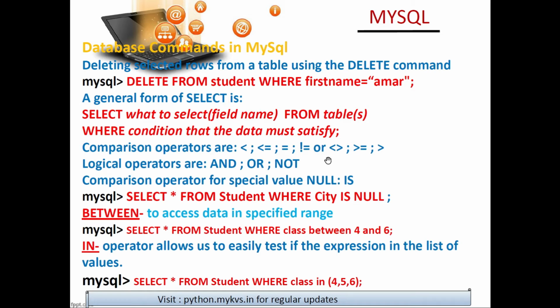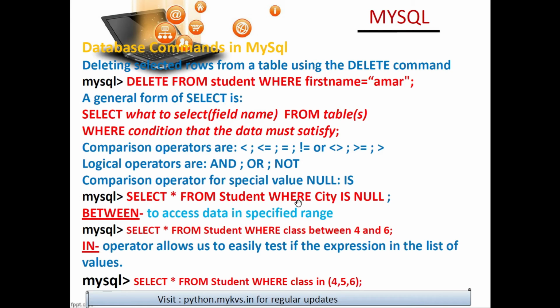One is exclamation equals, and then two angular brackets, and that's what you can give: greater than or equals, greater than. Logical operators and, or, not are there, as we have done in Python programming. For the special value null, the keyword is is, so in that case these comparison operators will be invalid. Whenever it is null, it means nothing.